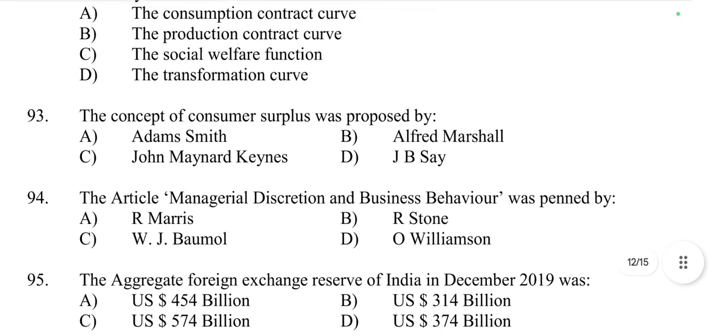Then come to next question 93. The concept of consumer surplus was proposed by Adam Smith or Alfred Marshall. Yes, consumer surplus was given by Alfred Marshall, because Marshall introduced the concept of consumer surplus in his book Principles of Economics.